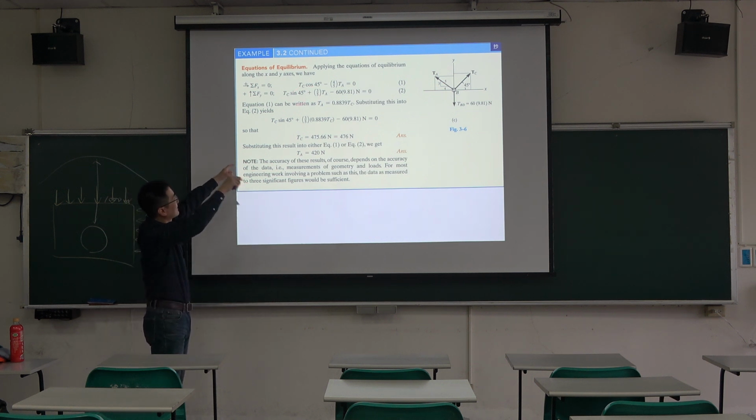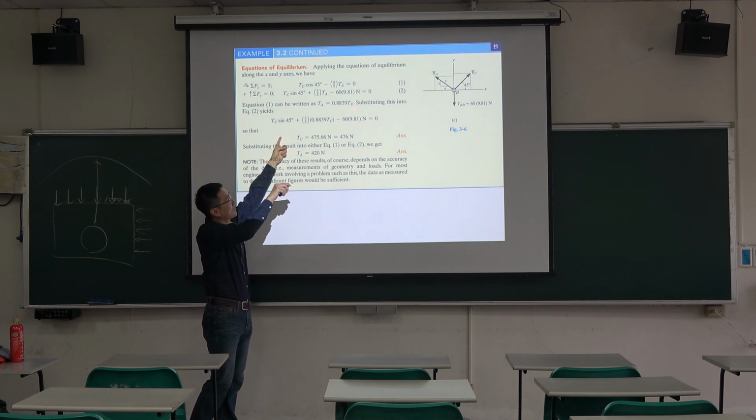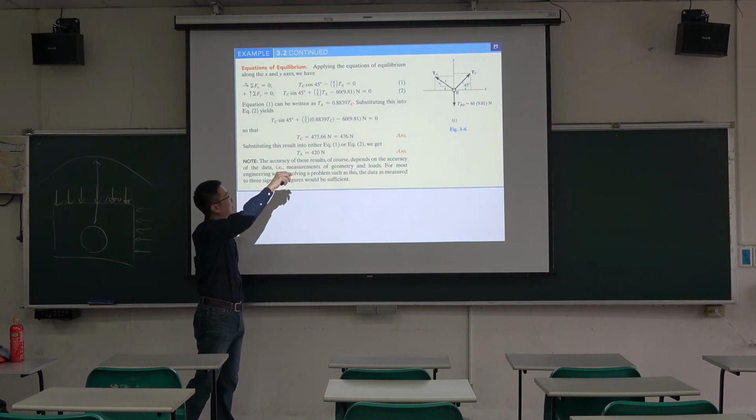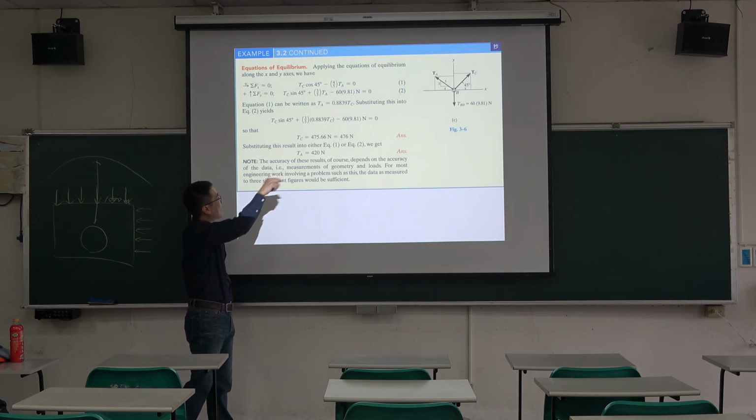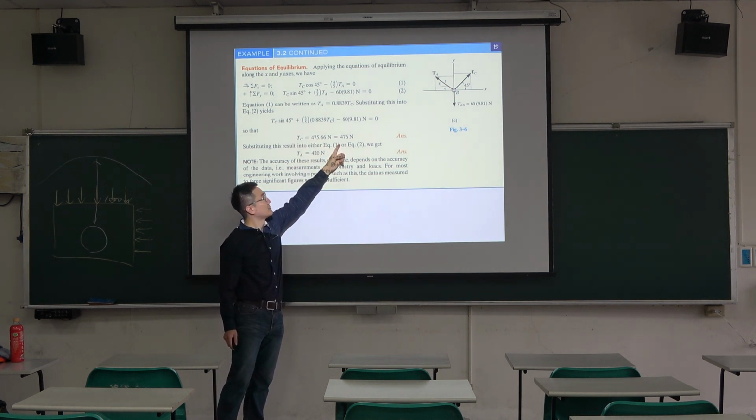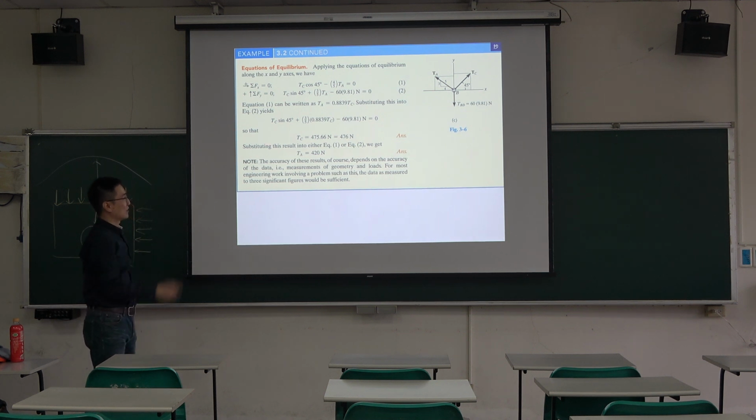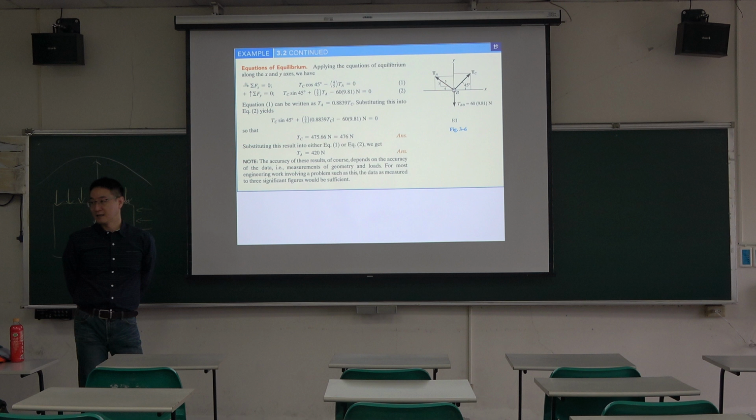Following this equation, we can solve TA equal to roughly 0.8839 of TC. Then replace TA by this value, so we can work out TC first. Then once we know TC, we can work out TA. Clear?